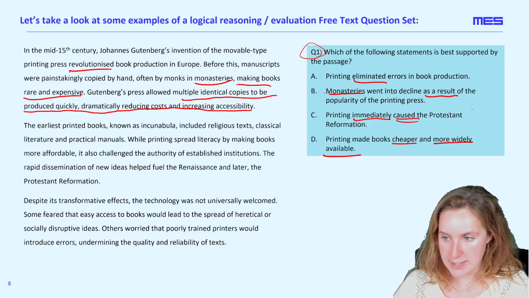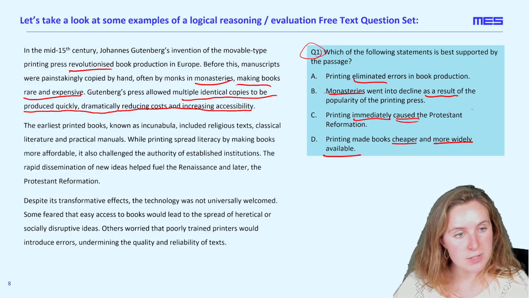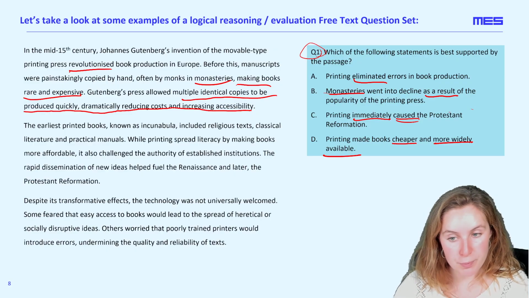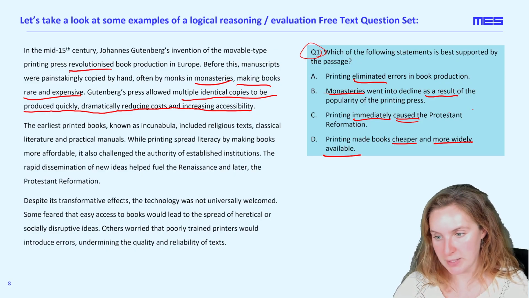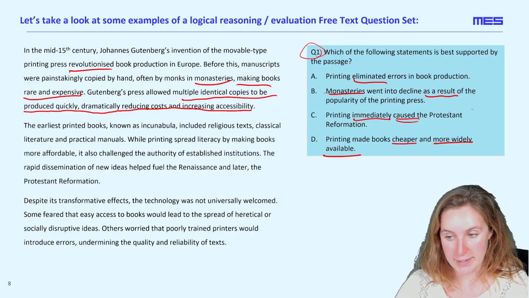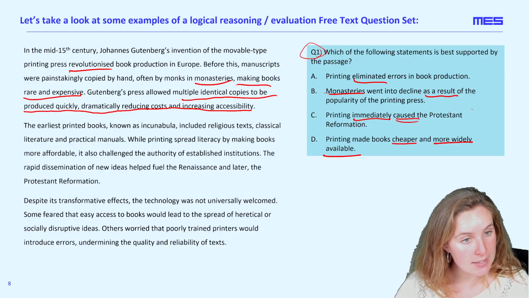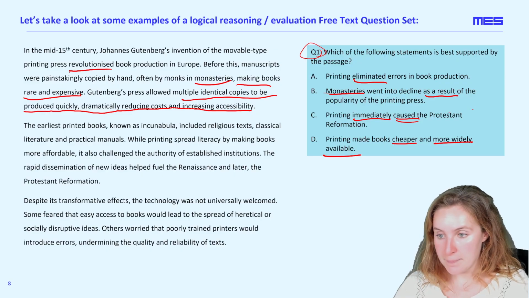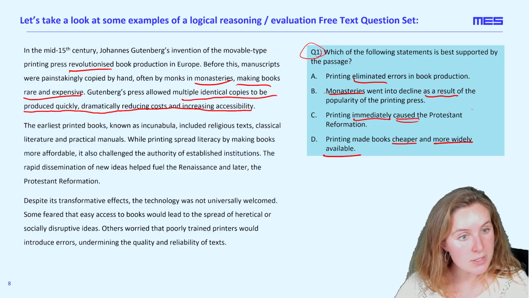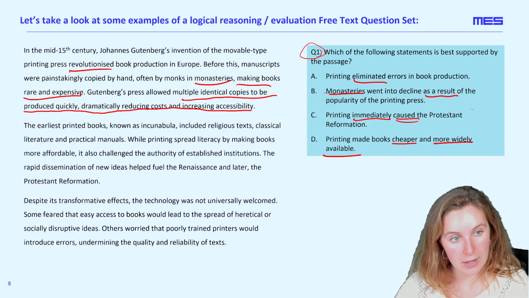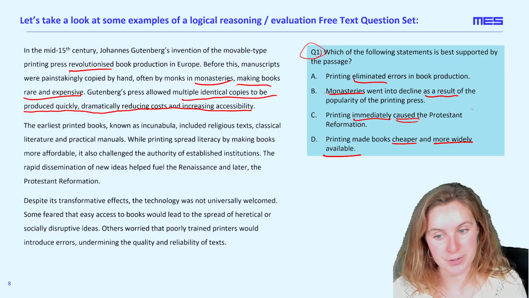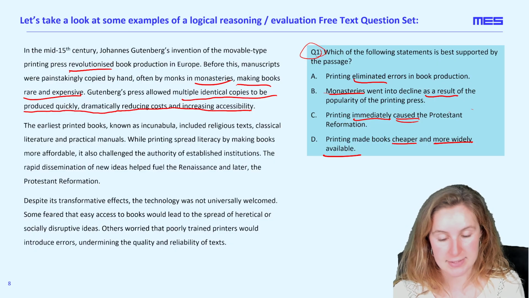Okay, so this leads us to thinking that monasteries were involved with book production before the printing press, so there might be a causal relationship here if later the printing press made things cheaper and more widely available. D sounds like a pretty good answer so far, because we have that idea that Gutenberg's press allowed that to happen, and it seems pretty cause and effect, that the printing press dramatically reduced costs and increasing accessibility.